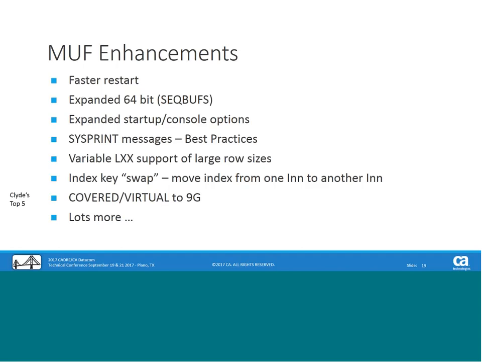We did add the support for large data rows in the variable LXX. Variable LXX came in back in 12.0. It was a high-performance option, much better than the fixed LXX, but it did have a limit on large row sizes. So we now support the full 32K row size on the variable LXX.